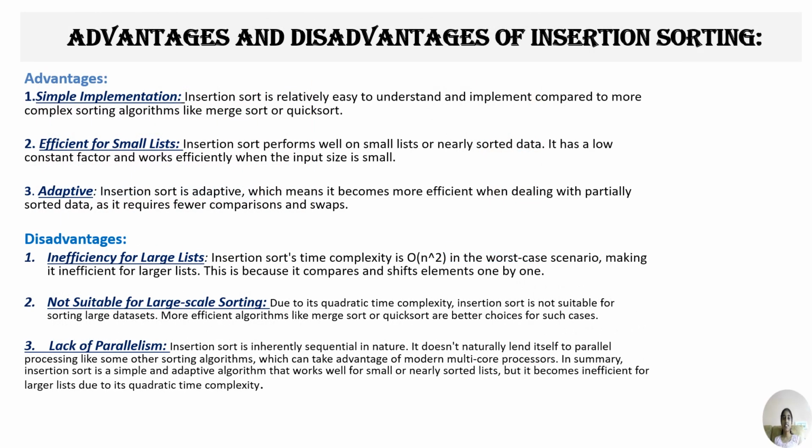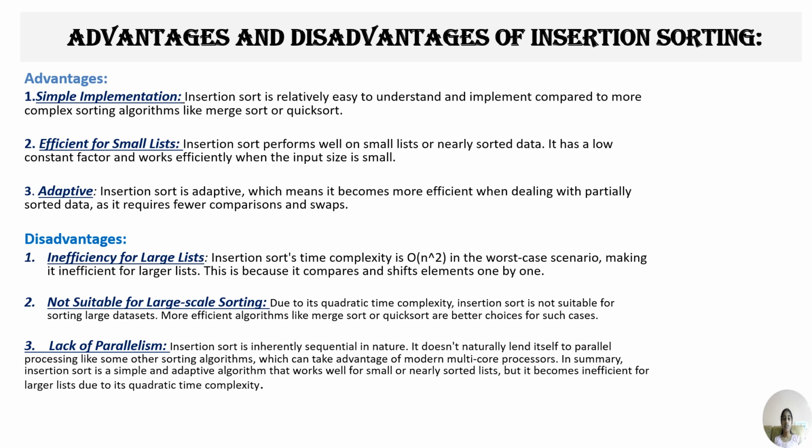Here are some advantages and disadvantages of insertion sort. Advantages. Simple implementation. Insertion sort is relatively easy to understand and implement compared to more complex sorting algorithms like merge sort or quick sort. Efficient for small lists. Insertion sort performs well on small lists or nearly sorted data. It has a low constant factor and works efficiently when the input size is small. Adaptive. Insertion sort is adaptive, which means it becomes more efficient when dealing with partially sorted data as it requires fewer comparisons and swaps.